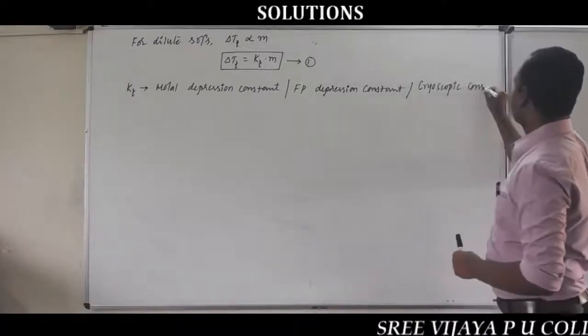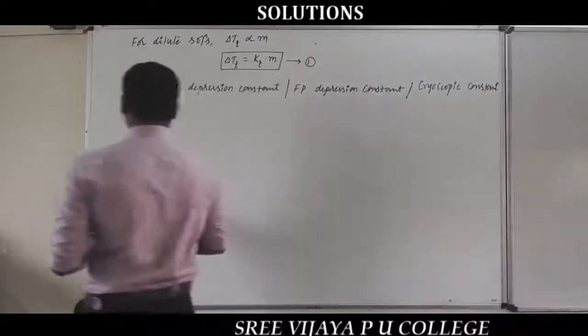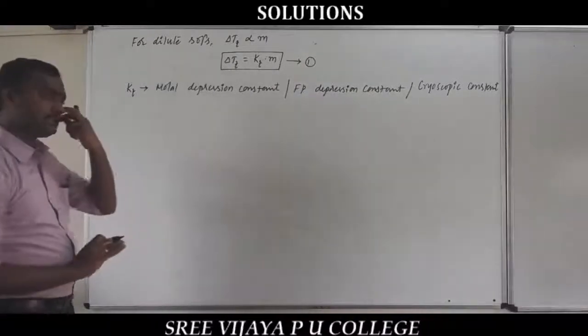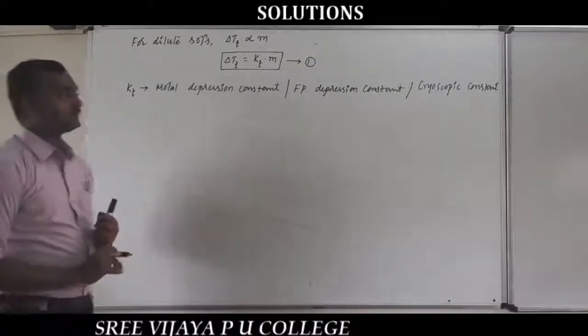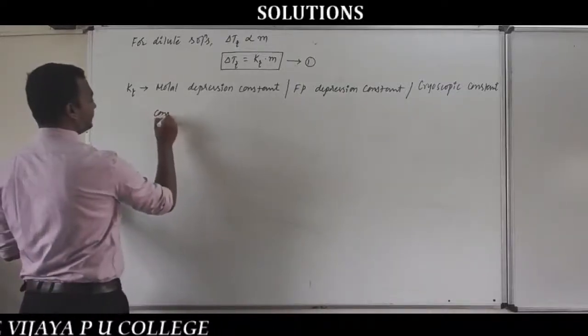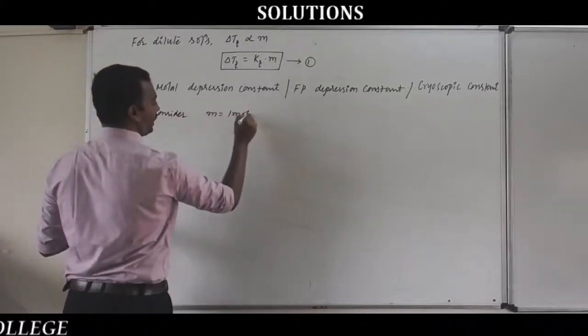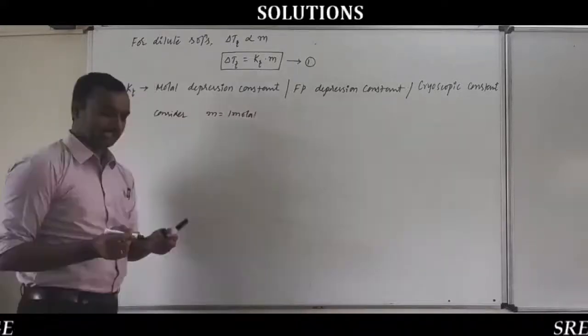It is also called the cryoscopic constant. So again, what is the unit? Define KF. To define KF, consider small m equal to 1 molar. Just I am going to take a 1 molar solution.